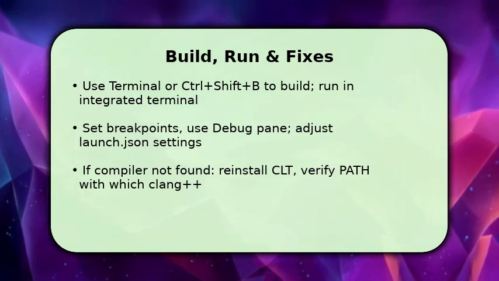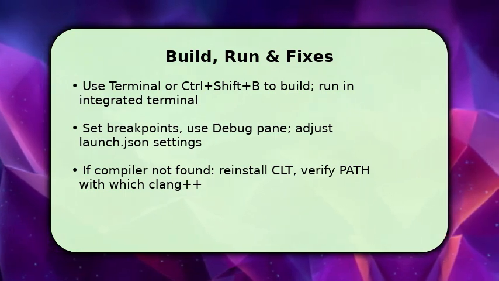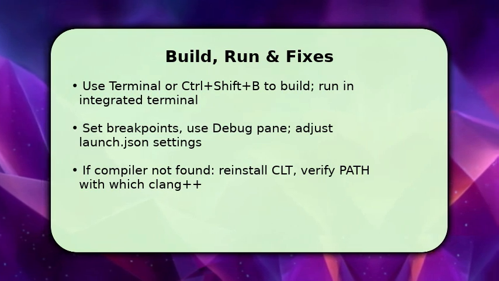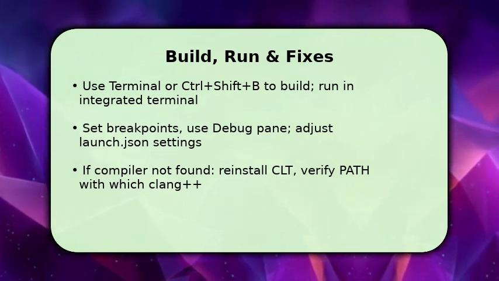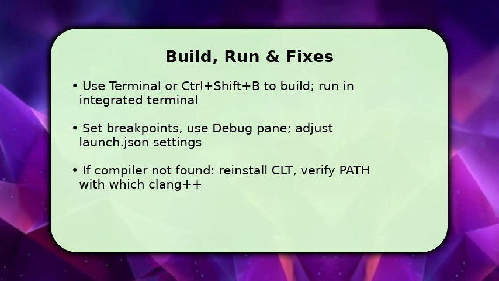If something breaks, first check which compiler is active using which clang++ or which g++. If missing, reinstall command line tools and restart VS Code. Finally, make sure your path and compiler path match so IntelliSense and debugging work reliably.